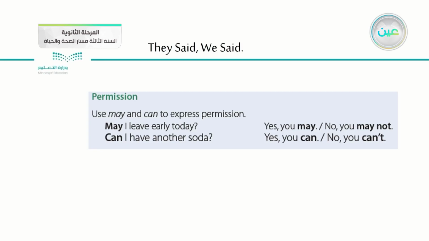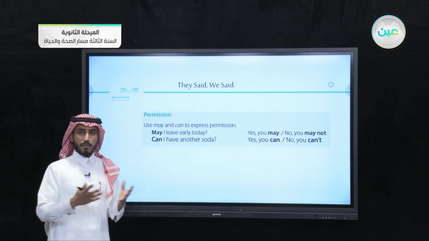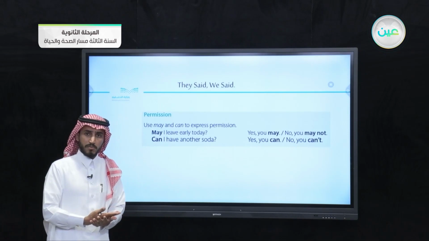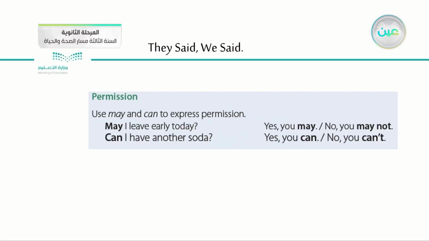The second usage is that we use the modal auxiliaries to ask for permission. If you want to do something and you need permission, for example, if you want to leave the classroom, you ask the teacher for permission. How do we ask for permission? We can use may or can. For example, may I leave early today? Yes, you may, or no, you may not. Or by using can: can I have another soda? Yes, you can, or no, you can't.